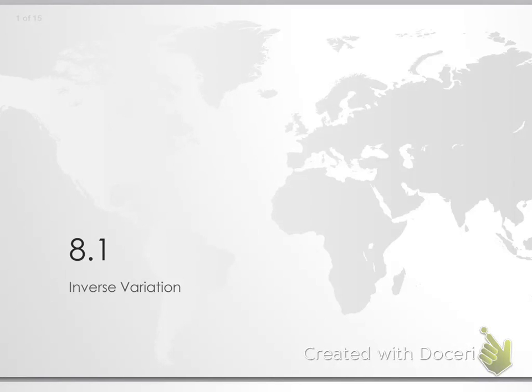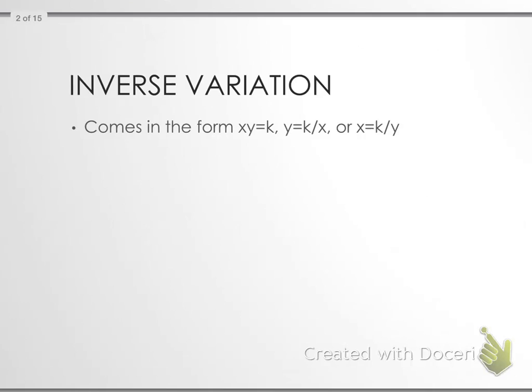Okay, so in 8.1 we're going to be talking about inverse variation. We talked a little bit about direct variation last chapter, so that's going to come back into play. So first off, inverse variation, our main equation that we're building all of this off of is x times y equals k. The other two equations are basically if you solve for y or solve for x.